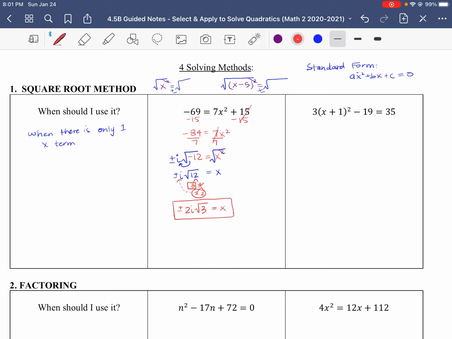Now in vertex form, it's a similar process. If I'm trying to get x by itself, I need to get rid of the things on this side. I'm going to add the 19 to this side, because it's a negative 19, and then this 3 is multiplying, so we'll divide by 3. Let's go ahead and do that. We add the 19 to both sides of the equation. On the left side, we have 3(x plus 1) squared is equal to 54. We're just working through this, dividing then by 3.